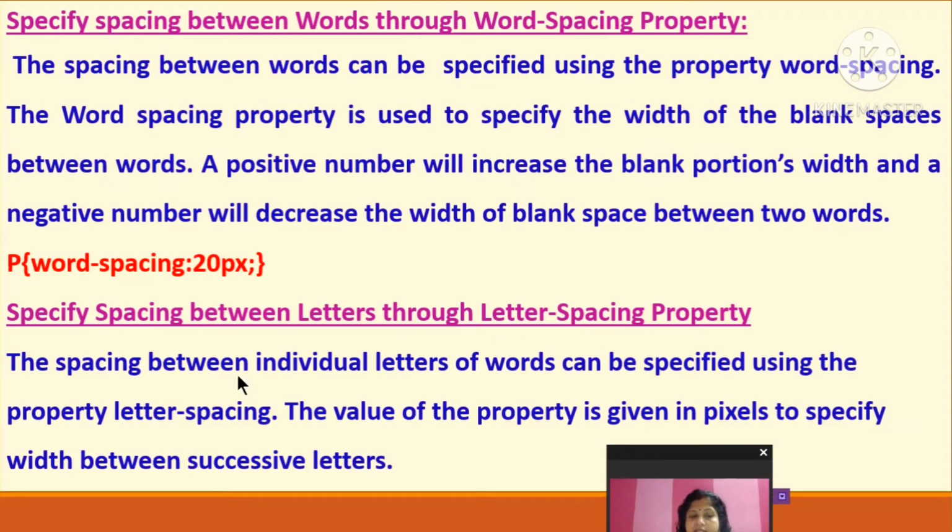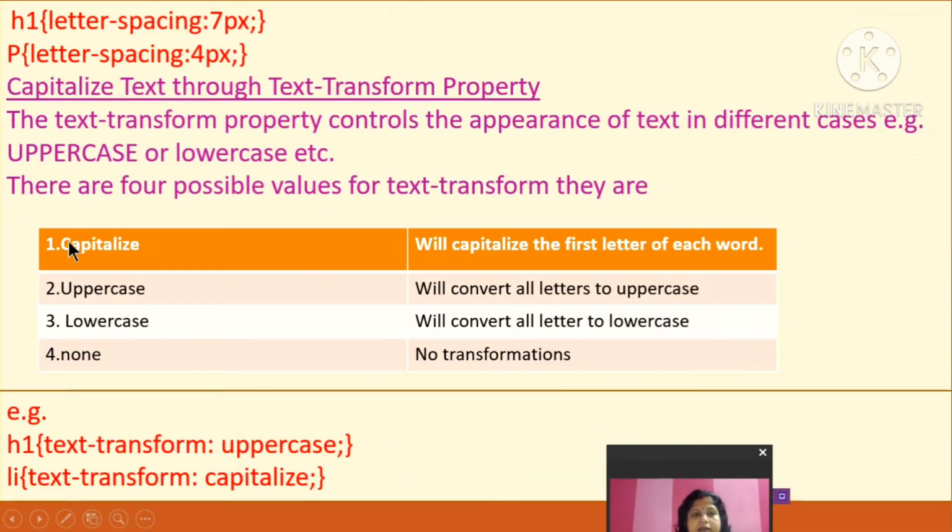Means between each letter. The spacing between individual letters of words can be specified using the property letter-spacing. The value of the property is given in pixels to specify width between successive letters. Here also pixels. Next, how will you give letter-spacing? You can use it for a heading, you can use it for a paragraph also.